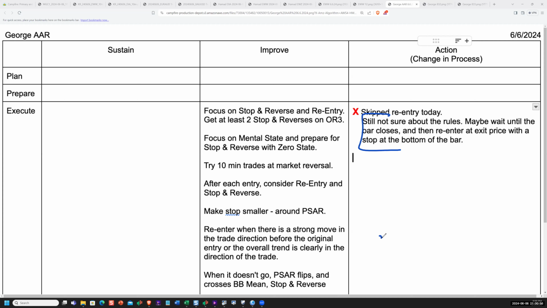It's the universal entry. If I get long here, and it goes up, and then it rolls over, and then maybe I get out right here. And then it opens in here, and it stays above this. This is a universal entry. Just re-enter right there and then put your execution stop right there. And then there's your risk box for execution.